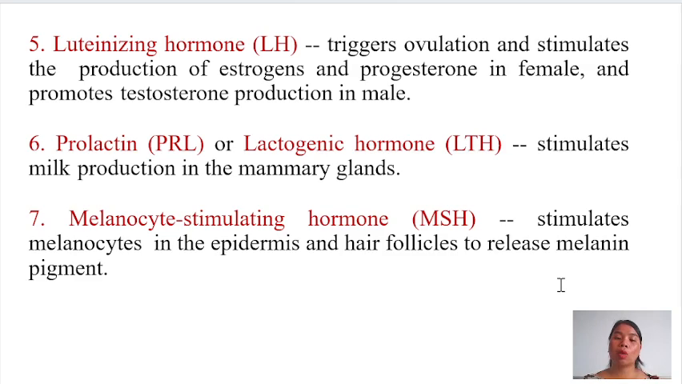Then prolactin or lactogenic hormone. This hormone stimulates milk production in the mammary glands, especially after labor or after giving birth. This hormone stimulates milk production in a breastfeeding mother. Then melanocyte stimulating hormone, which stimulates the melanocytes in the epidermis and hair follicles to release melanin pigments. Melanin is the pigment which gives color to our skin.